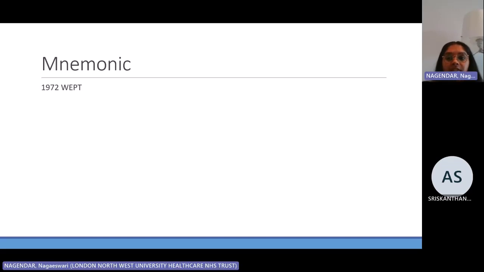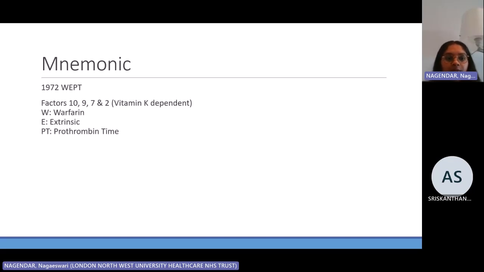Okay. And just to talk through some useful mnemonics, I still use this now. So 1972 wept. I'm sure you'd have heard of this, but factors 10, 9, 7, and 2 are the vitamin K dependent factors. And wept is warfarin, which acts on the extrinsic pathway, which is measured using the prothrombin time. So 1972 wept. And conversely, if warfarin affects the extrinsic, heparin acts on the intrinsic pathway, and we use the APTT, the activated partial thromboplastin time, to check it.